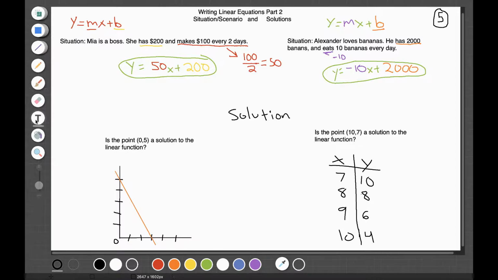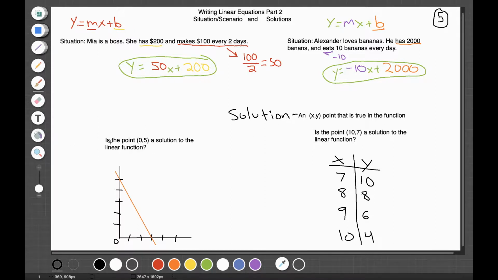A solution, very simply, is, let me make that bigger, an x, y point that is true in the function, or it does exist. You could think of it as it being true, or you could think of it as that it exists. So what it means, let's look at a table and a graph. Let's look at the graph first.